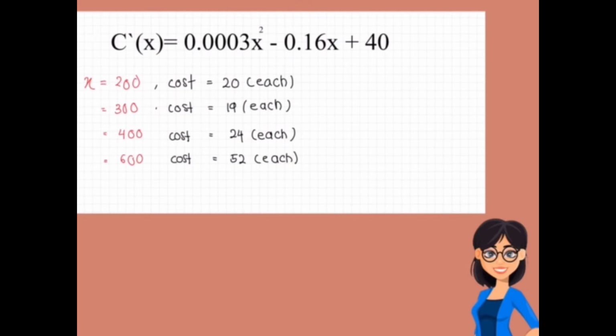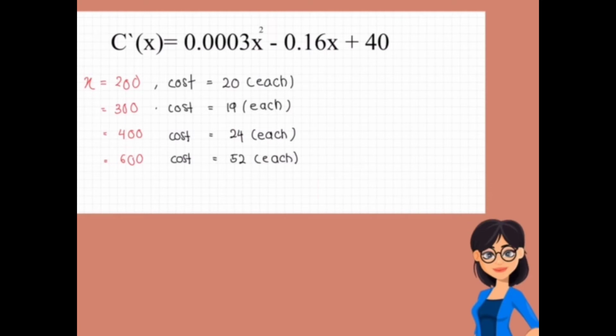For this explanation, we are going to use the previous equation, and judging by the x that we used before, the 200, 300 are actually representing the number of products produced. After inserting into the equation above, the answer that we get represents the cost for each product. So, for example, producing 200 products costs 200 each. 300 is going to cost 19, and so is 400 and 600, which are going to cost 24 and 50.